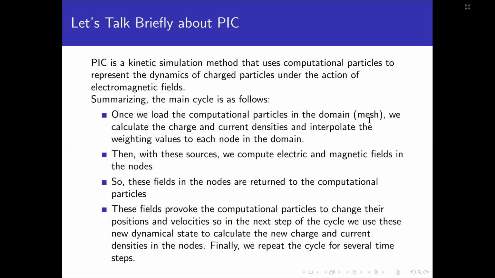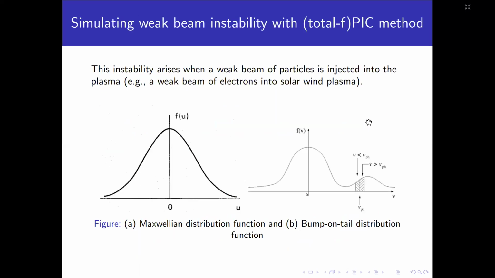So let's say we want to simulate a specific problem. Here I put, for example, a weak beam plasma instability, okay? This instability is very common in plasma physics. For example, it arises when a beam of particles is injected into the plasma. Let's think, for example, of a weak beam of electrons into solar wind plasma. So originally we have, for example, this distribution function for the electrons in the plasma, right? Before the injection of this weak beam.